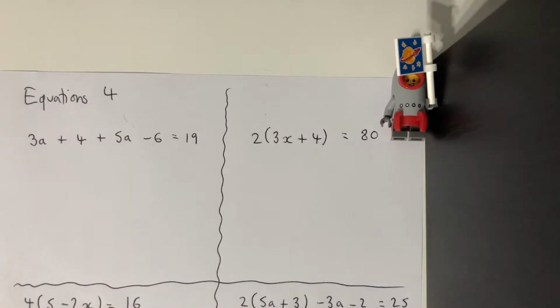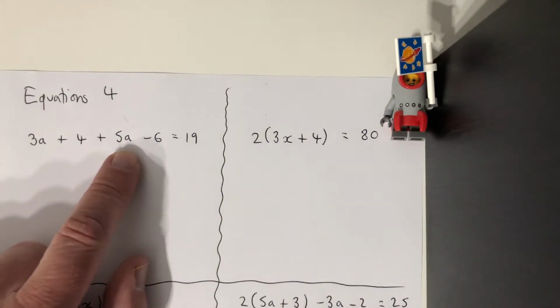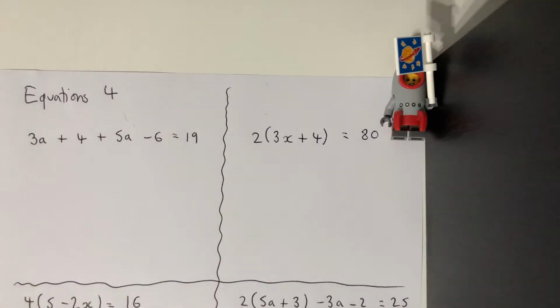So if you take a look at this first question on the top left, 3a add 4 add 5a take away 6 equals 19. Okay, it's got a's in it, it's got an equals, it's an equation, so we're going to find out what a is. But you can't really do anything because it's not tidy at the moment. We've got 3a and then add 5a over here. We need to tidy this up. So that's what we're going to do.